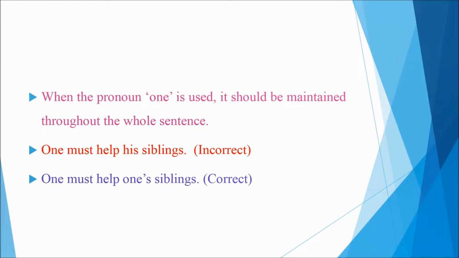Next rule is that when the pronoun one is used, it should be maintained throughout the whole sentence. Let's see the first sentence. One must help his siblings. Is that correct sentence? No. The correct sentence is one must help one's siblings.